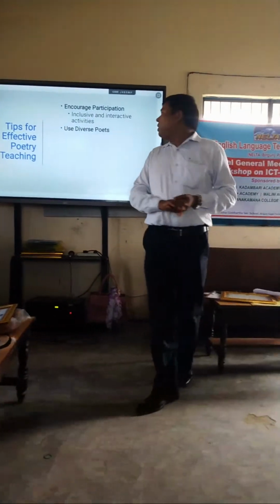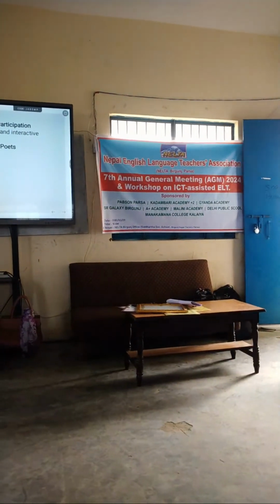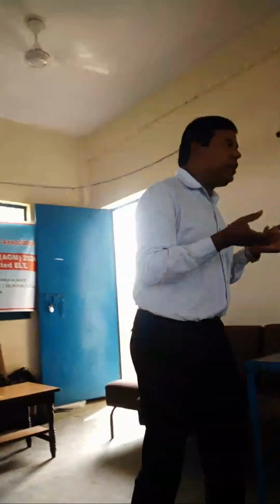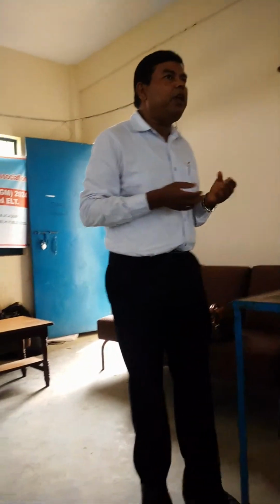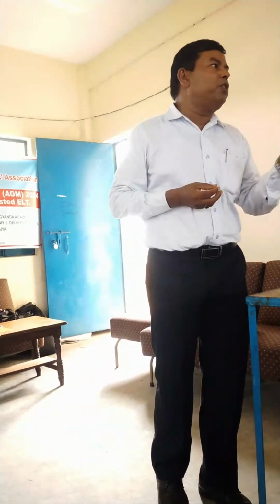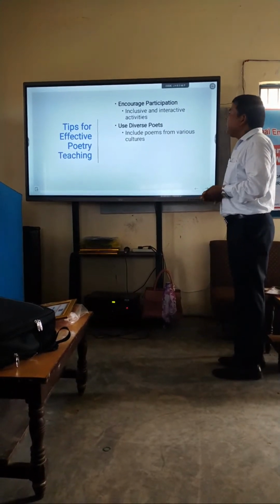Use diverse poets. We have studied from Christopher Marlowe to T. S. Eliot, Larkin, Harding. So different. Another thing, even in India, there are many poets who are composing English poetry. There is American poetry and British poetry. Now there are many European countries where poetry is composed by different writers. So we must use diverse poetry and include poems from various cultures.